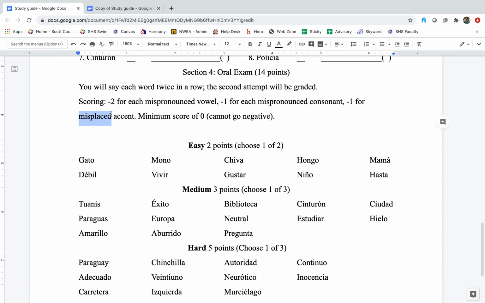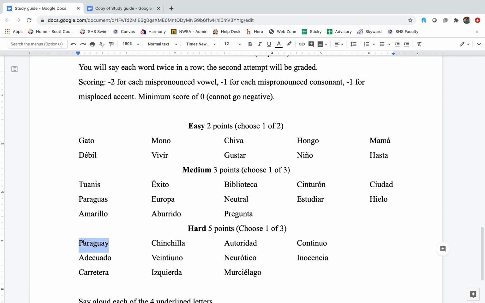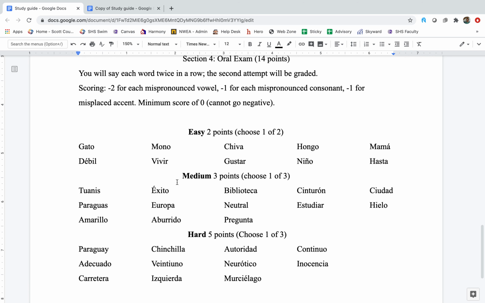And those are cumulative. So if on a hard word you mispronounce 2 vowel sounds and say Paraguay, you would only get 1 out of the 5 points there. If you said chinchilla and you put an ee sound for this first one, that's minus 2 points. If you said chinchilla missing this E sound and this consonant digraph sound of a y, you said l, that would be 0 points. So pronunciation matters. 10 points for that.